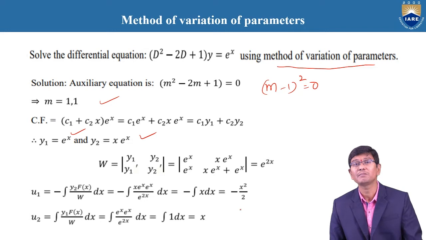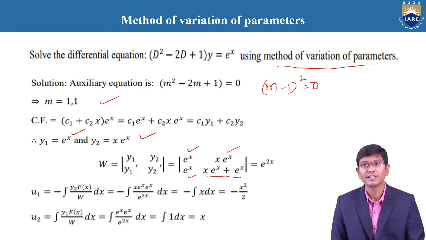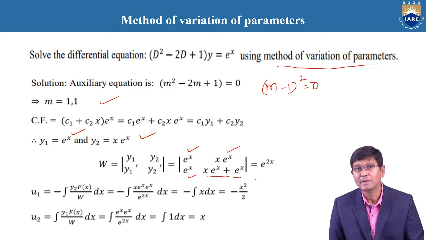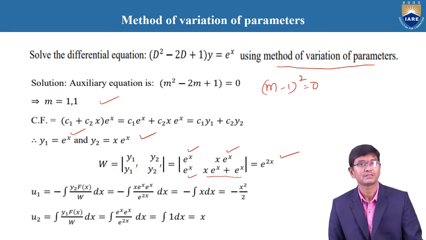The Wronskian value is found with the help of the 2 by 2 determinant, that is y1, y2 in the first row, and in the second row y1 dash and y2 dash. Here y1 is equal to e power x and y2 is equal to x into e power x. Therefore, the first row is e power x and x e power x, and the second row is e power x and x e power x plus e power x. Using the 2 by 2 determinant, that is AD minus BC, after simplification you obtain the value e power 2x.